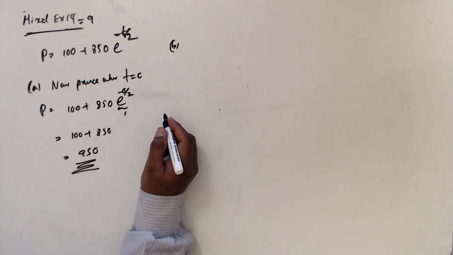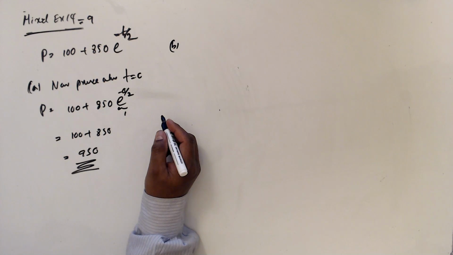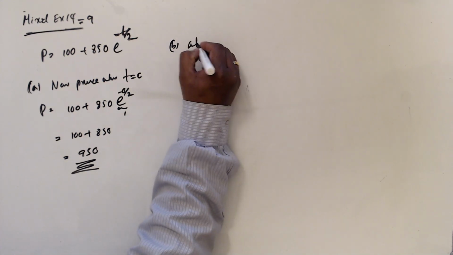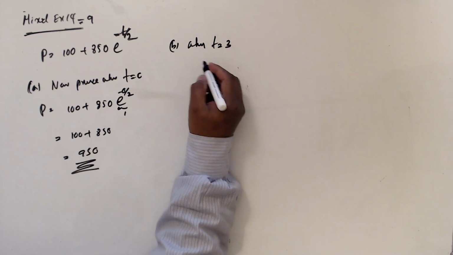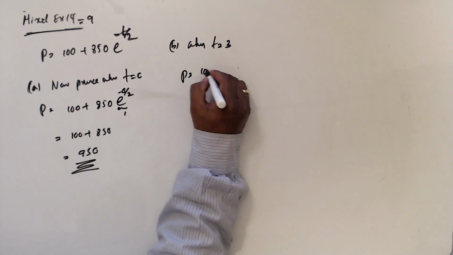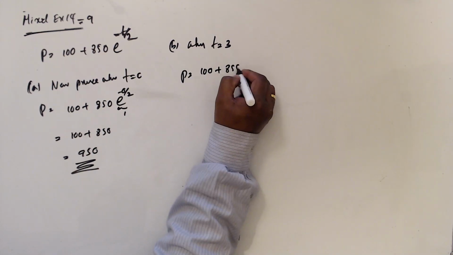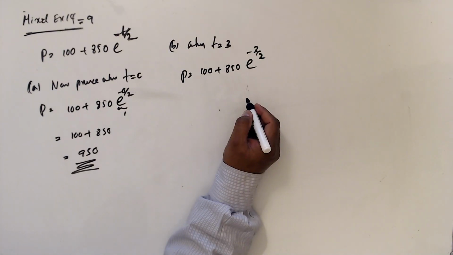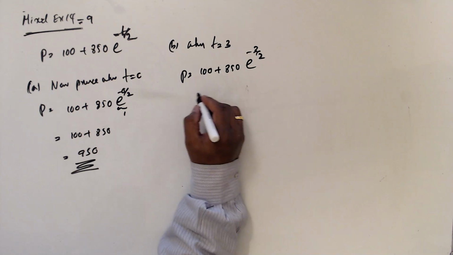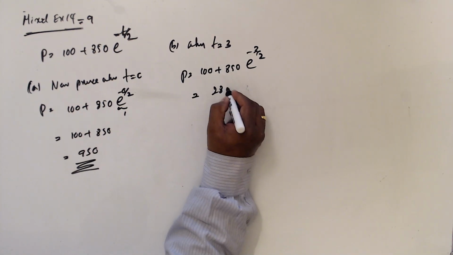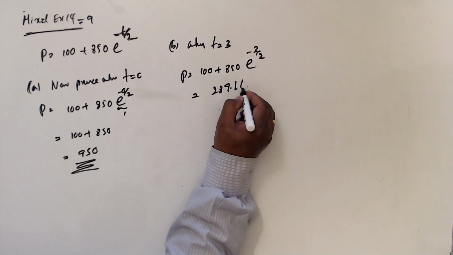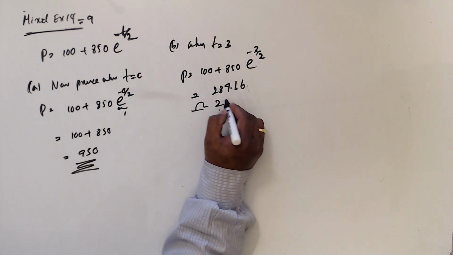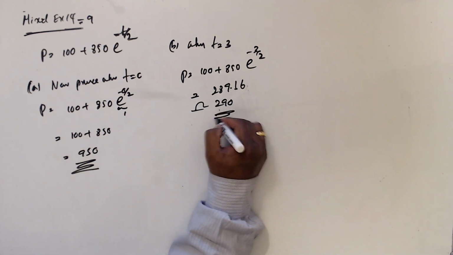B: calculate the price after 3 years. When t equals 3, P equals 100 plus 850 e to the power minus 3 over 2. So you will get 289.66, and approximately 290.